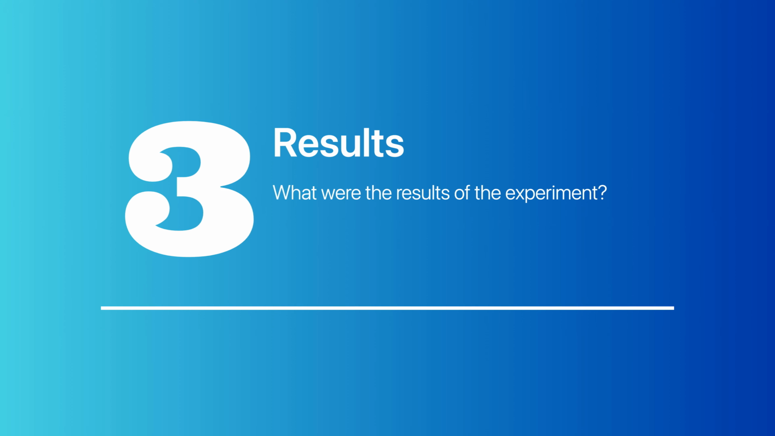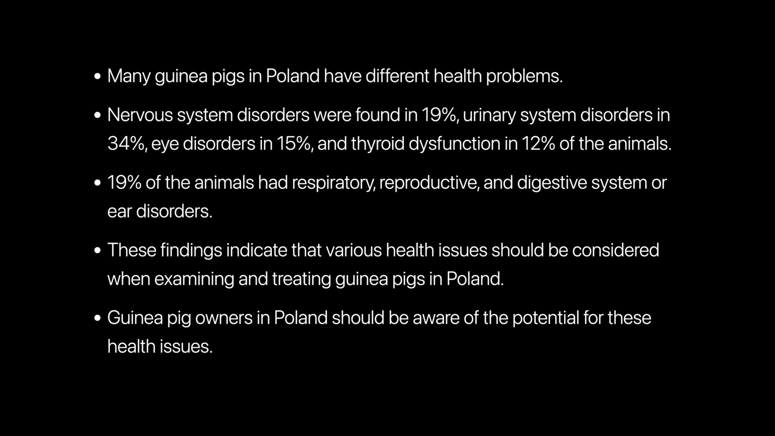3. What were the results? The researchers found that a significant proportion of guinea pigs in Poland with different clinical disorders had various health problems. Nervous system disorders were observed in 19%, urinary system disorders in 34%, eye disorders in 15%, and thyroid dysfunction in 12% of the examined animals.